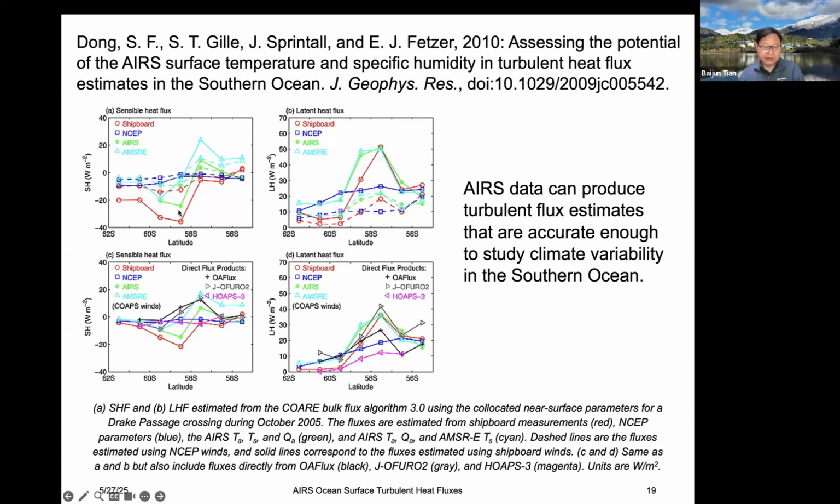So you can see their conclusions: AIRS data can produce ocean turbulent heat flux estimates that are accurate enough to study the climate variability in the southern oceans. That's the main conclusion.